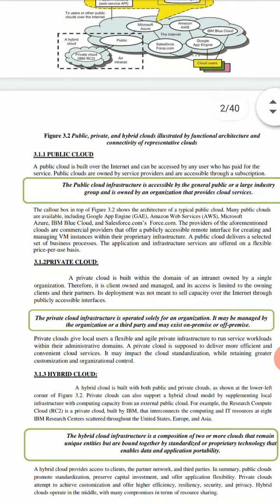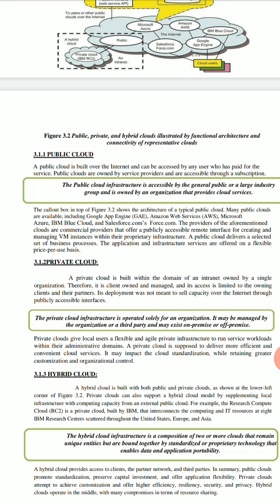The first is public cloud, in which public cloud infrastructure is accessible by the general public or large industry group and is owned by an organization that provides cloud service. It is free to use. Some companies which provide public cloud are Amazon Web Service, Microsoft Azure, IBM Cloud, Google App Engine. These companies provide public cloud. In public cloud, the application and infrastructure service are offered on a flexible price per use basis.